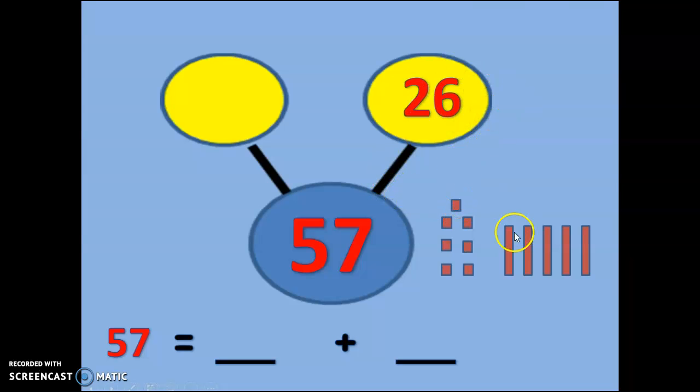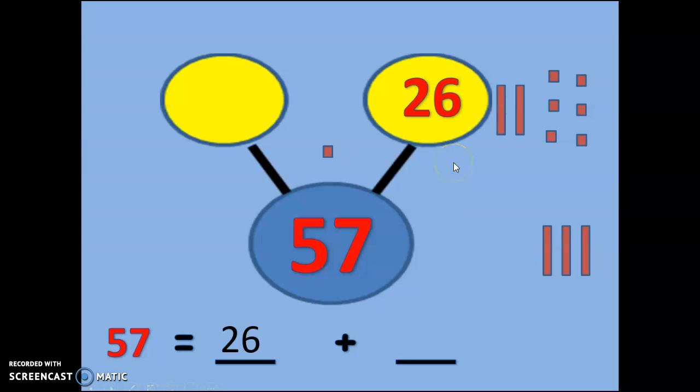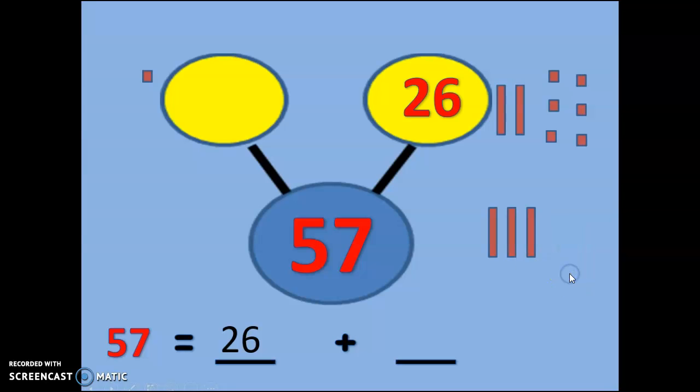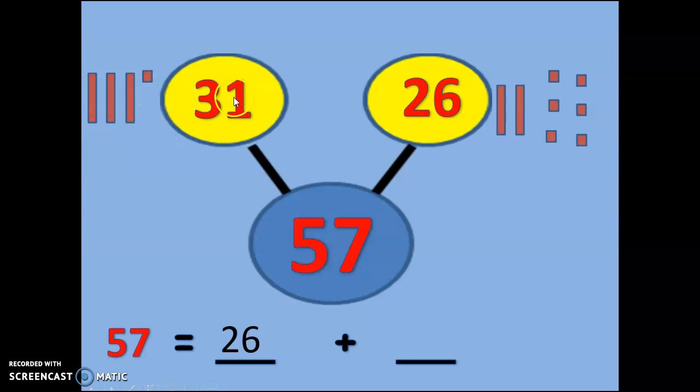So we need to move 6 ones and we need to move 2 tens. Alright. We had one left over, so I've moved it over here, and we also had 3 tens. 3 tens and 1 one, 31. Part plus part is whole, so 26 add 31 equals 57.